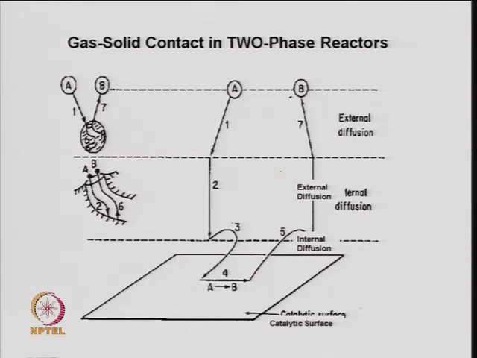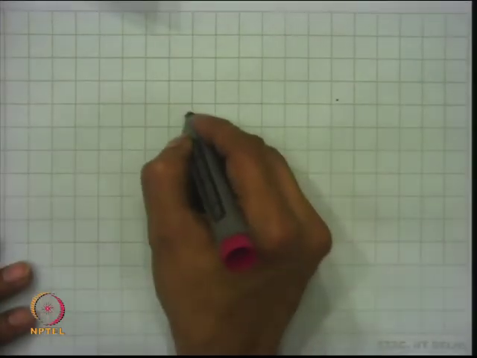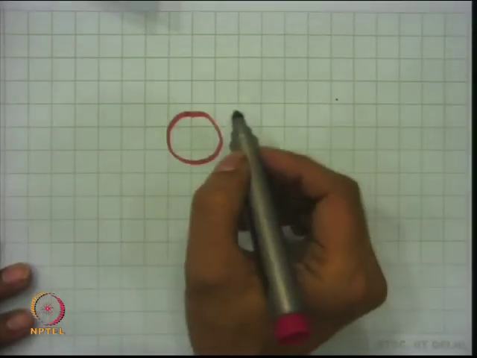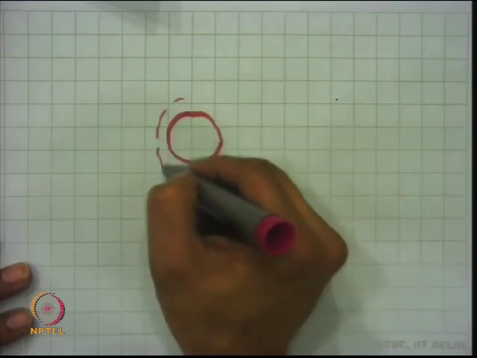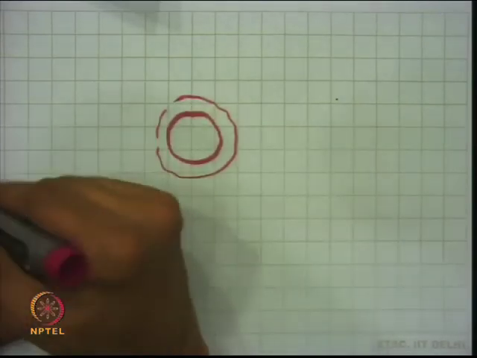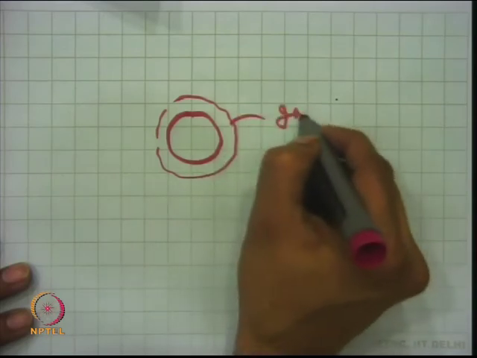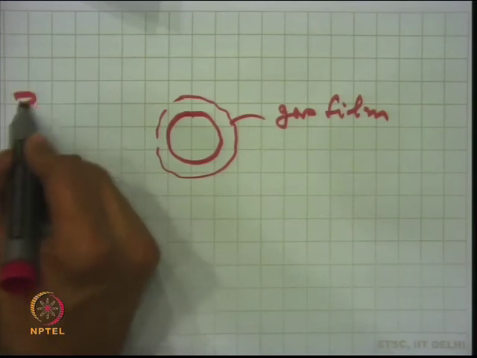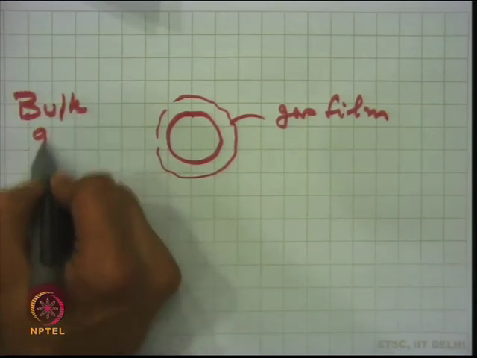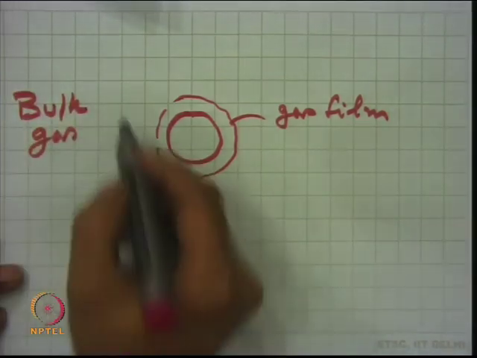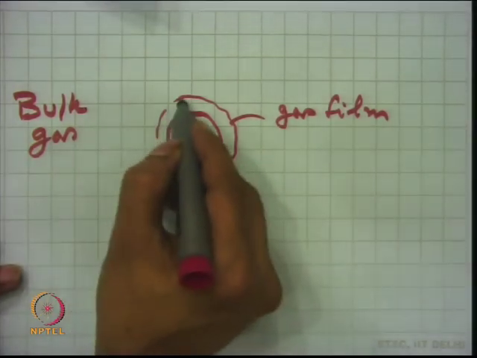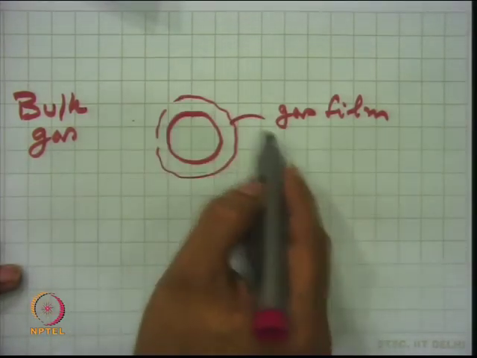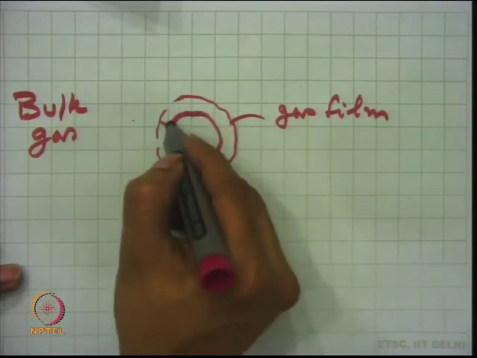So, there again the reactant A. When you have a 2-phase reactor, as we already discussed, you have a porous material here, and this is covered by a film of gas. Earlier in the 3-phase it is liquid, but here it is a gas film, and then there is a bulk gas. So, from the bulk gas the reactant material will diffuse through the gas film and come to the surface of the solid.